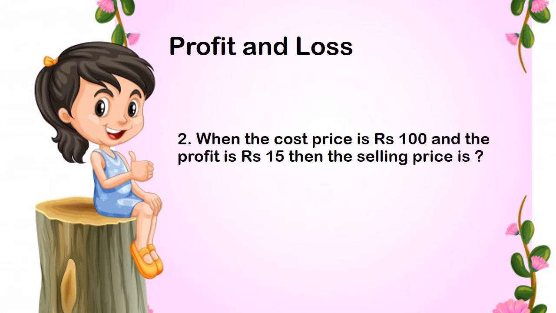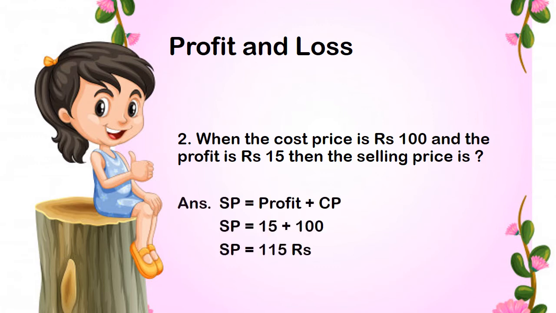When the cost price is 100 rupees and the profit is 15 rupees, then what is the selling price? Answer: selling price is equal to profit plus cost price. So 15 plus 100 is equal to 115 rupees. 115 rupees is the selling price.